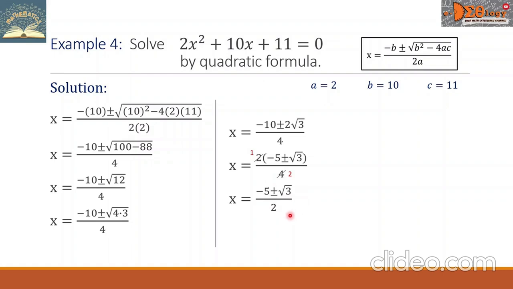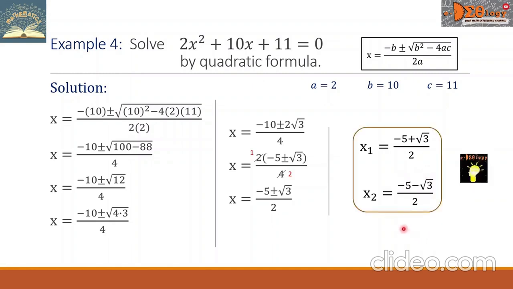Now we're going to show the two values of x. The first value will use the positive. The second value will use the negative. So x sub 1 equals negative 5 plus square root of 3 all over 2. And x sub 2 equals negative 5 minus the square root of 3 all over 2. This is our answer.